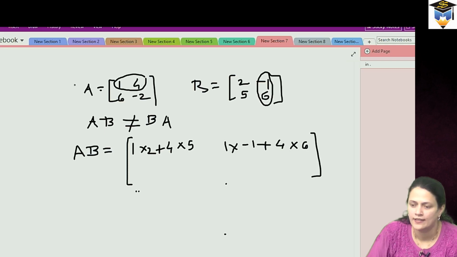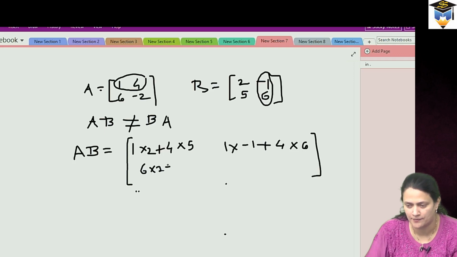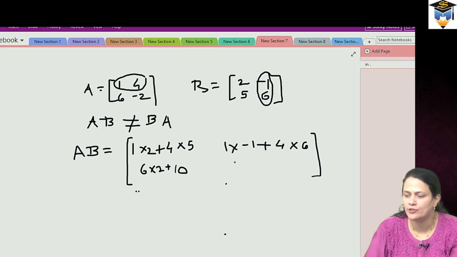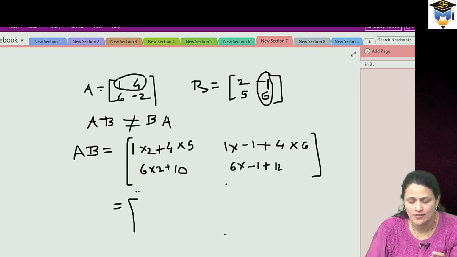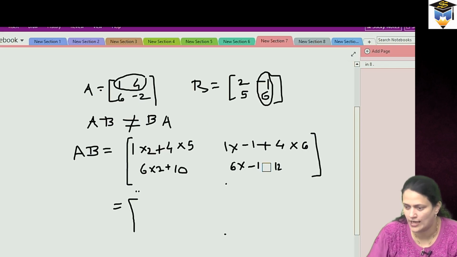Correct? Next, second row, first column. So 6 into 2 minus of -2 into 5, that is going to be plus 10. I am going to write it directly. And second row, second column. So 6 into -1 and minus of -2 again will become plus. So it will be 6 into 2, that is 12. So 6 into -1 minus, so both will be minus. So here it will be -12, correct.